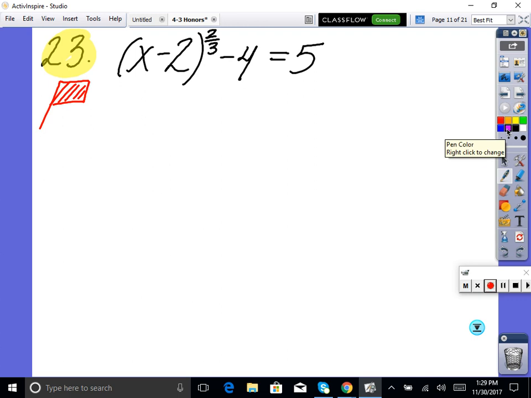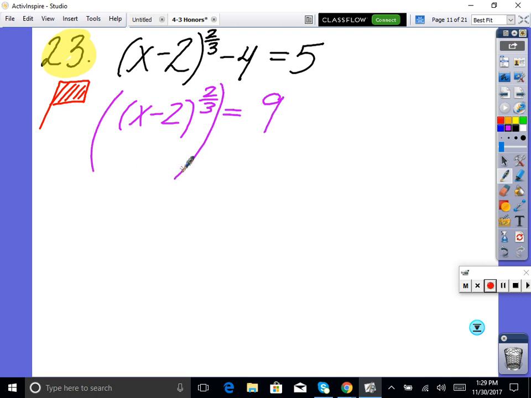Here we go. First thing we do is add 4. So we have our x minus 2 to the 2/3 power equals 9. To undo 2/3, I'm going to raise both sides to the 3/2. So now look, 6 over 6 is gone. X minus 2 equals. Now if you think about this, if you just type it into your calculator, a lot of people miss this on the test.